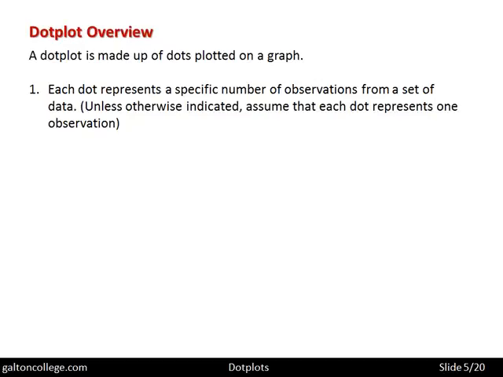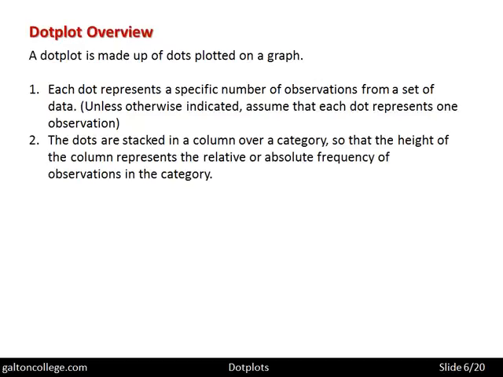Of course, that may change from graph to graph. It may be, if there's a large data set, that each dot would represent many. It could represent hundreds or even thousands. So it depends on what we're talking about. But generally speaking, each dot represents one unit. Now the dots are stacked in a column over a category, so that the height of each column represents the relative or absolute frequency of observations in the category.